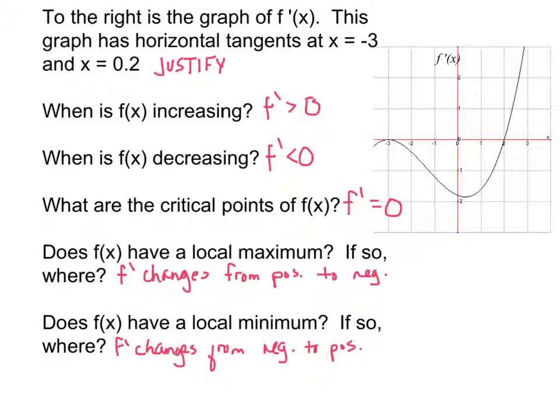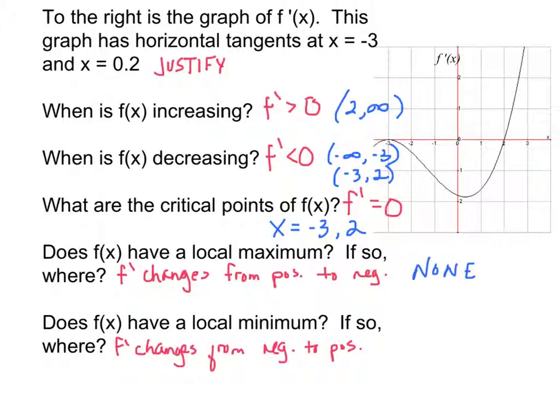So the derivative is positive from 2 on, so 2 to infinity, the function's increasing. It's decreasing, you've got to be careful here, from negative infinity to -3, and from -3 to 2, because at -3 the function is not decreasing because the derivative is 0. The critical points are going to be x equals -3 and x equals 2. The local maximum would be where the derivative changes from positive to negative, but that never happens, so there isn't one.